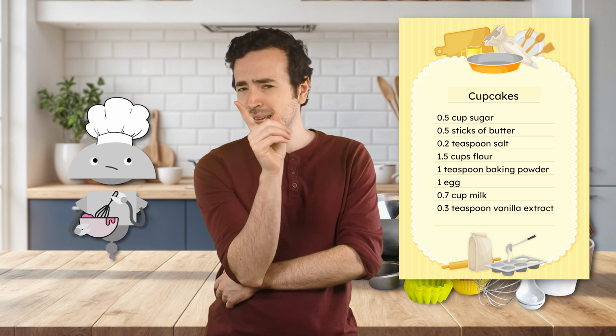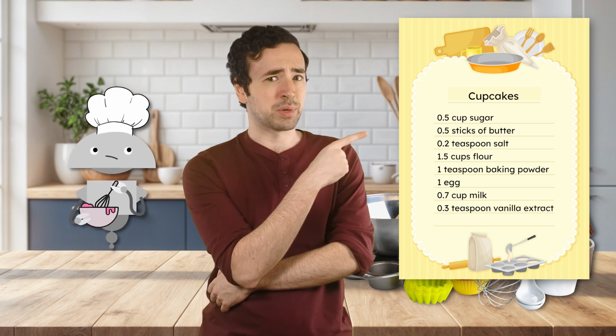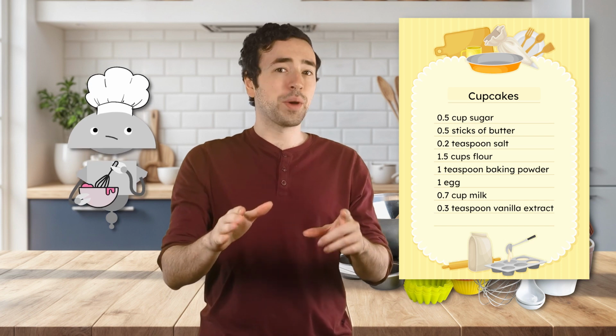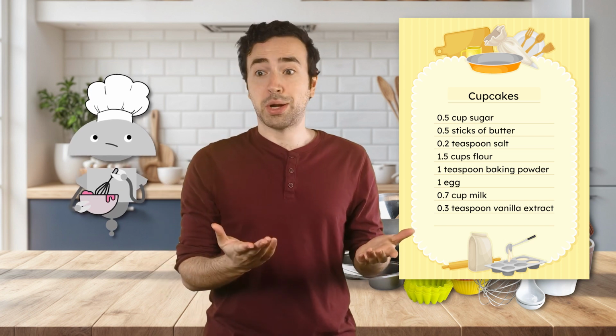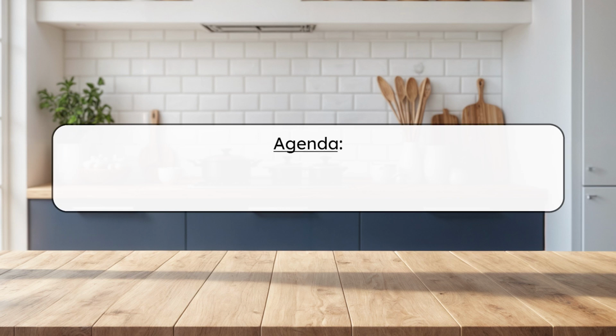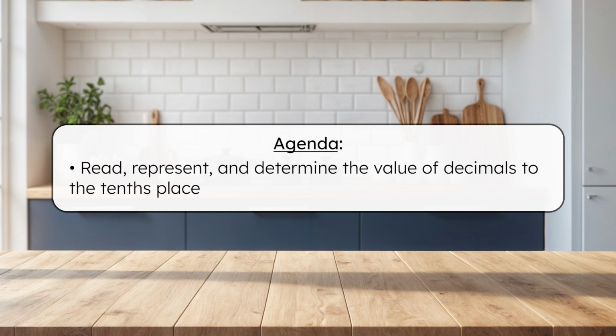You're right, Mia. Something does seem different about these numbers. That's because they're decimals. Let's see if we can figure out what these decimals mean so we don't mess up our cupcakes for the bake sale. By the end of today's lesson, you'll be able to read, represent, and determine the value of decimals to the tenths place. Have your guided notes ready, and let's get baking.